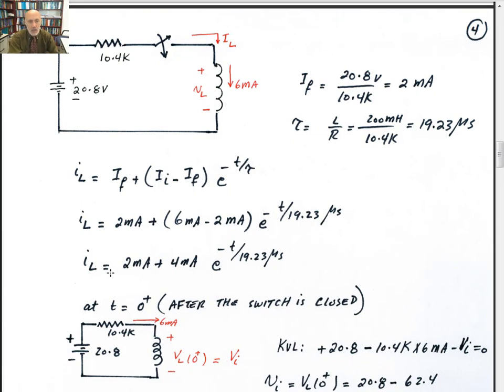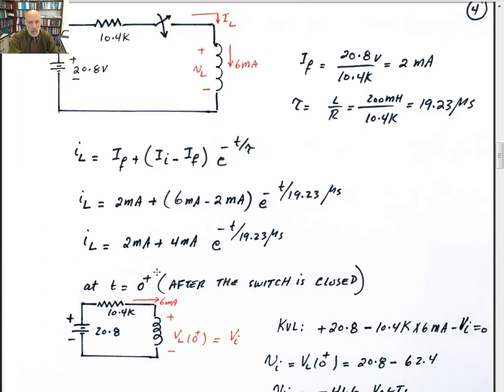As soon as you close the switch at time t equal to 0, again, this notation they use, 0 plus, means at the instant right after you close the switch. 0 minus means before the switching.